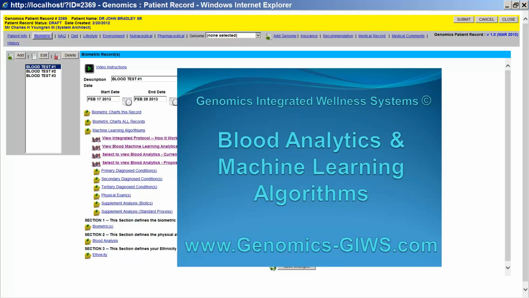This is a Genomics Integrated Wellness System discussion of blood tests and the corresponding blood analytics. As you can see, an individual patient can have one or many blood tests, which represent the patient's progress through time and how their blood test results change through time.